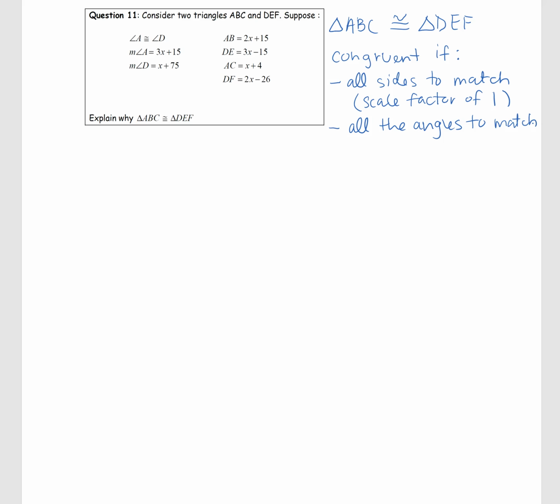So first thing I'm going to do is draw out two triangles so you can visualize what we have here. And it doesn't really matter what these look like. I'm going to try to draw them kind of similar. And so this one on the left is going to be ABC. This is going to be DEF. So let's put in some of the information we've been given. We've been told that angle A is congruent to angle D. So that means that this angle here has the same value as this angle here.